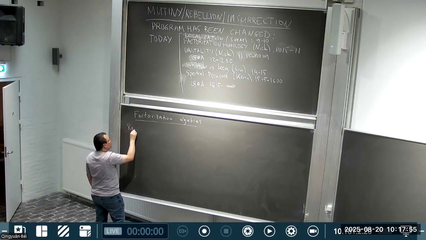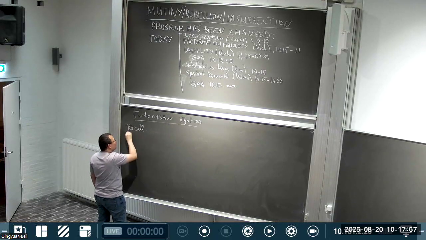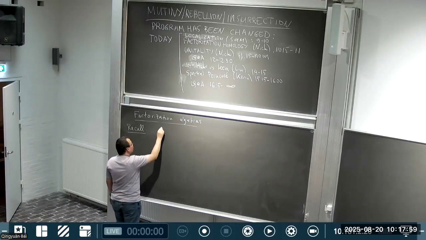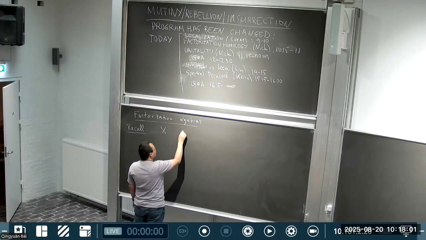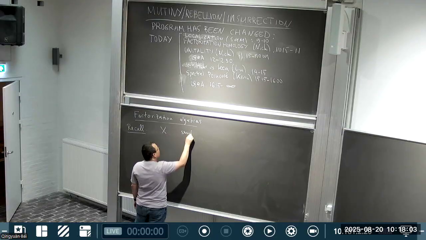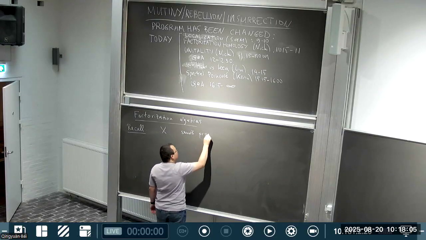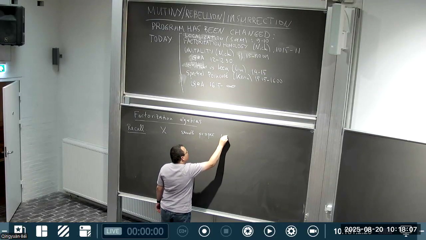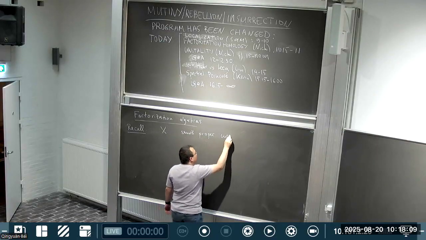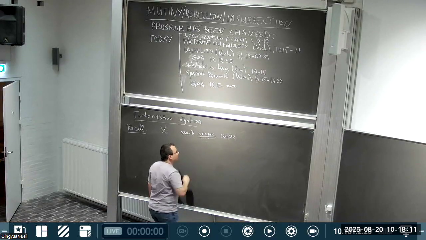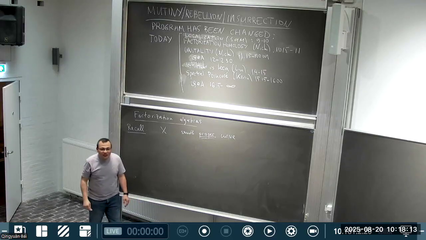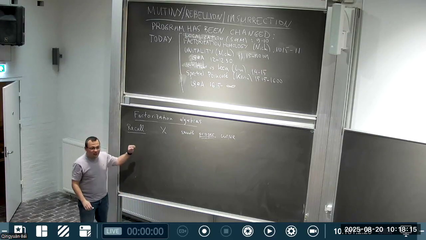Recall, our setup is that X is a smooth proper curve. Properness here, in everything I say, will be really important. So let me emphasize that.